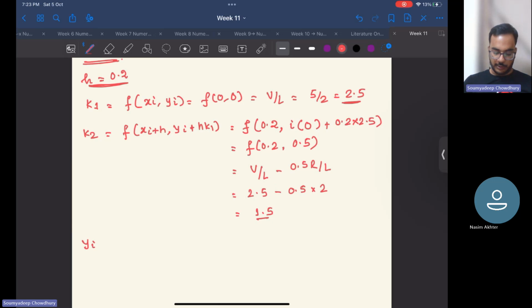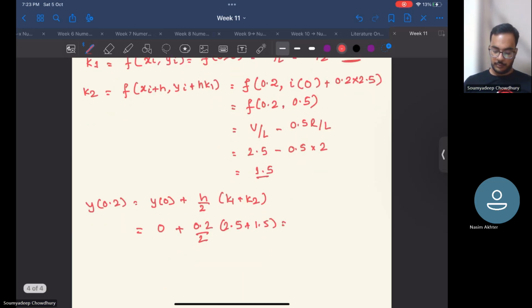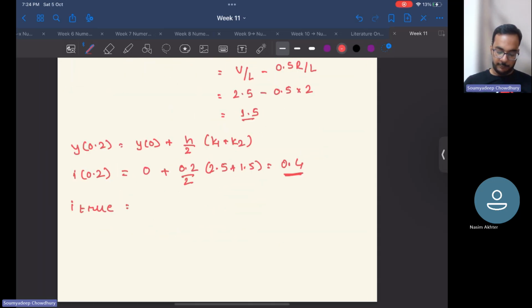K1 you have, K2 you have. Now you can find out y of the first step, that is y of 0.2: y of 0 plus h by 2, y of 0 is 0, h is 0.2 by 2, times 2.5 plus 1.5. So it is coming out to be 0.4. So your I of 0.2 using the RK2 method and step size of 0.2 is 0.4. What was your I true? I true was 0.4120.